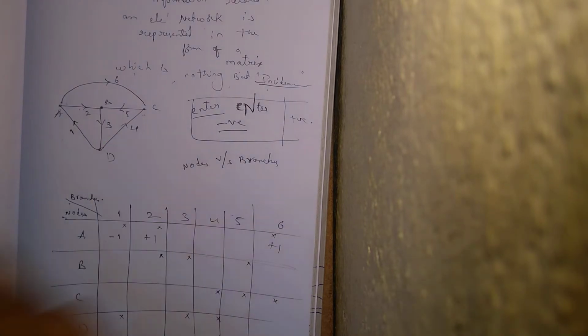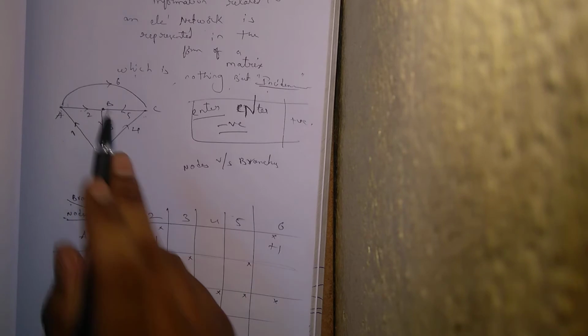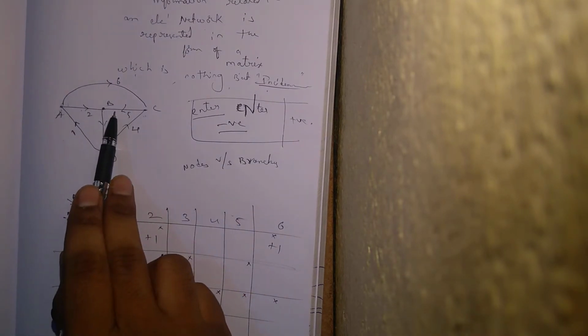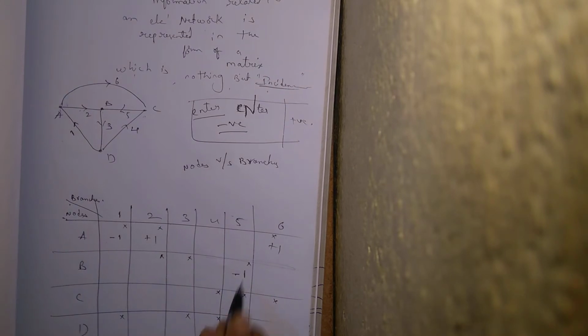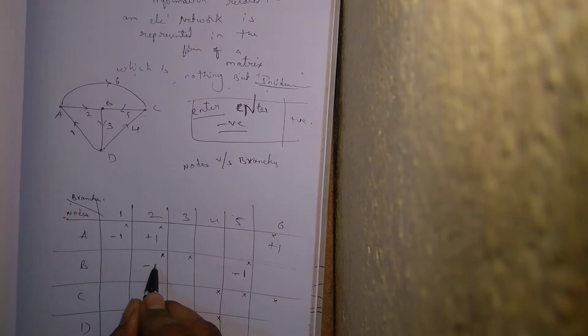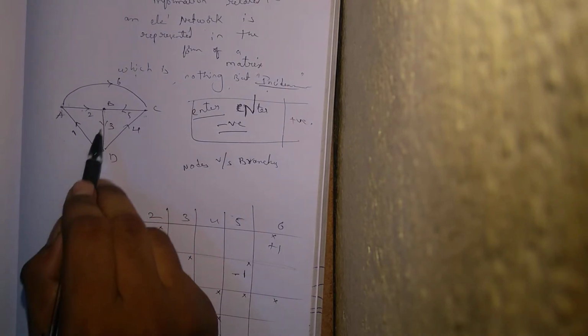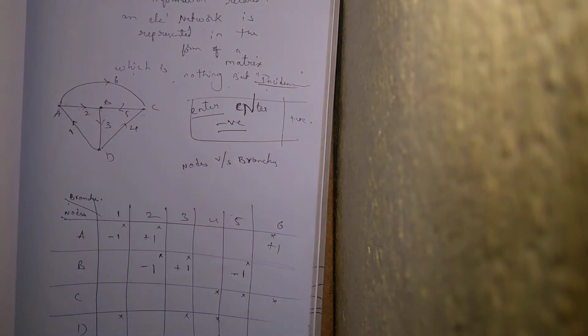See, now moving on to node B. So current is entering the node B. So entering means this is 5, right? So 5th branch, so this will be my -1. And current is entering even here, right? So at 2 it will be -1. And current is leaving from node B, so at 3 it will be +1, right?